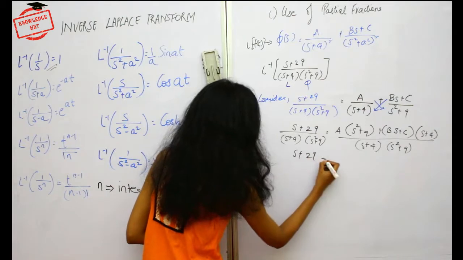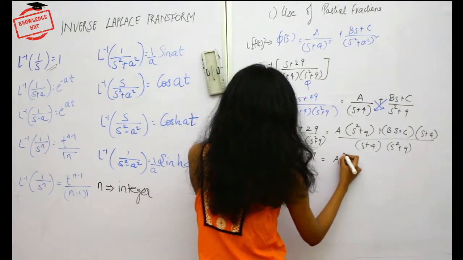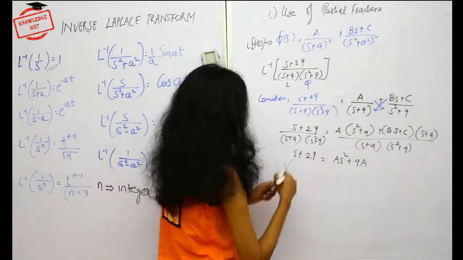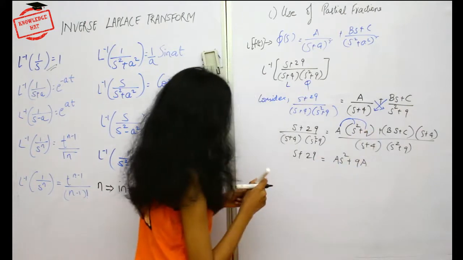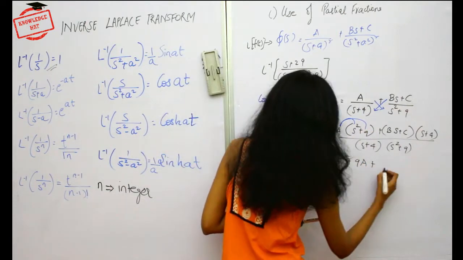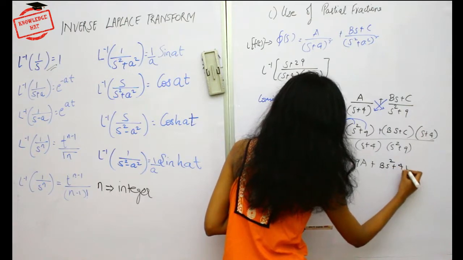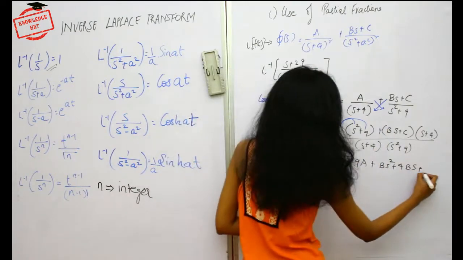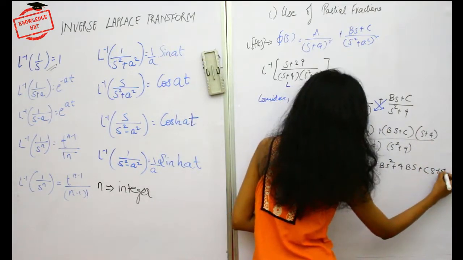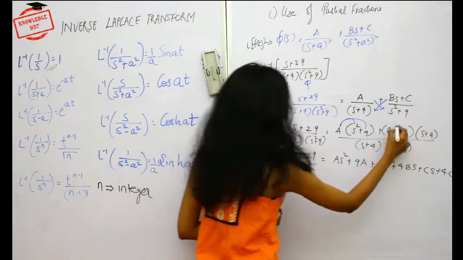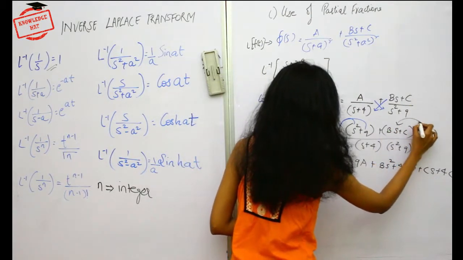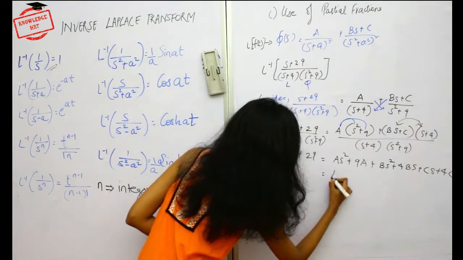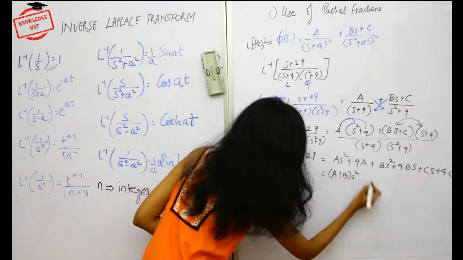So s plus 29 will be what? A s square plus 9a, right? I opened up the bracket. Plus b s square plus 4bs, plus c into s plus 4c, right? Just open up the bracket. Okay, so equate. This is s square, this is s square, so this will be (a plus b) into s square.